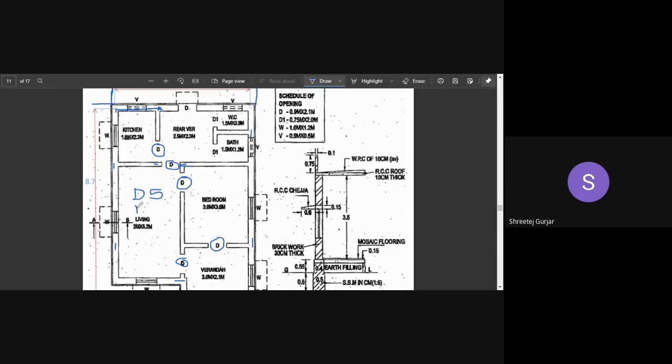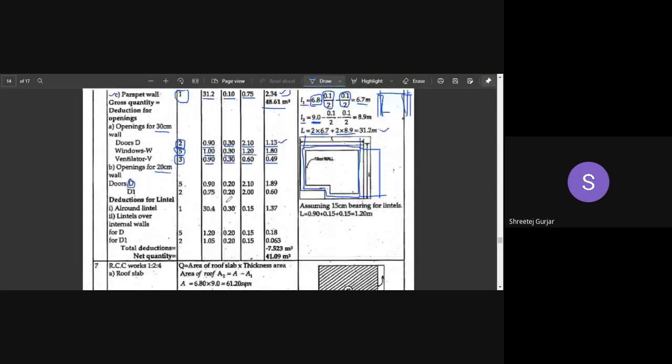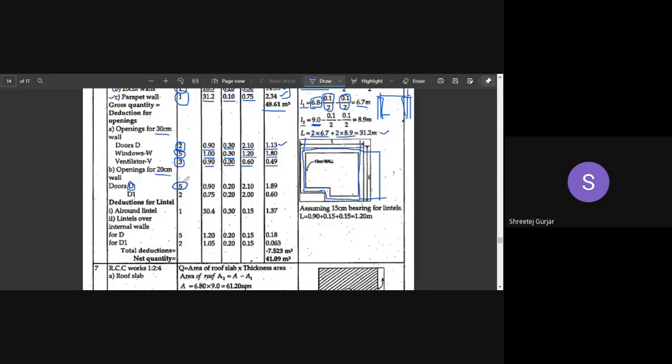Let us just calculate how many D1 number of doors are there. So D1 number of doors are 1 and 2, and they are in your 20 centimeter wall, so they are 2 in number. So D is 5 in number, D1 is 2 in number. So that is what they have substituted here. You can see 5 in number for D, and 2 for D1, and the sizes we have multiplied here.